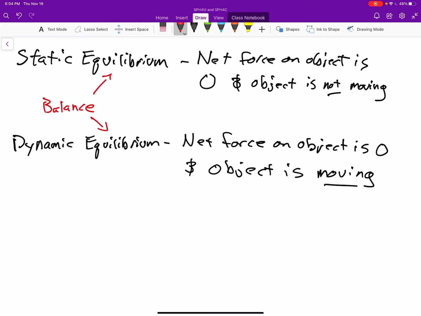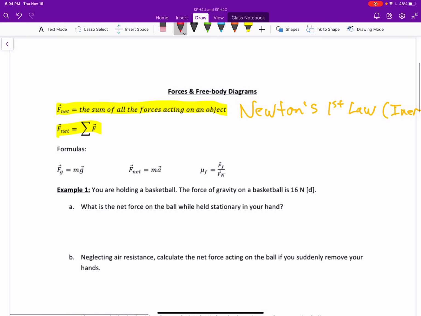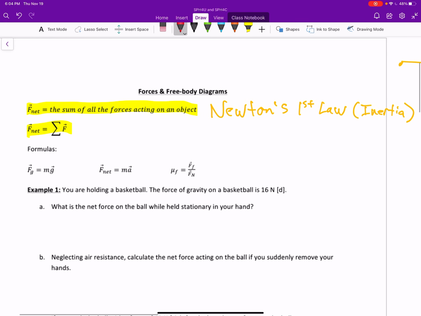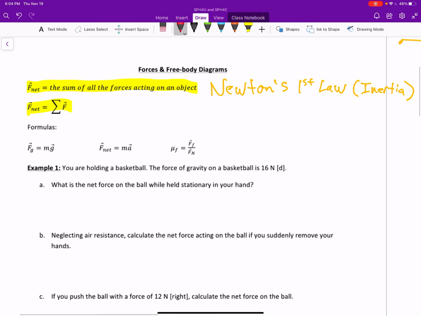It's implying a balance. Something that is static is not moving, something that is dynamic is moving, right? So we can have both cases of equilibrium where the net force is 0, but we have two conditions: the object could be moving or the object could not be moving. Those are all consequences of Newton's first law, this law of inertia. We describe that mathematically as F net equals the sum of all of these forces.